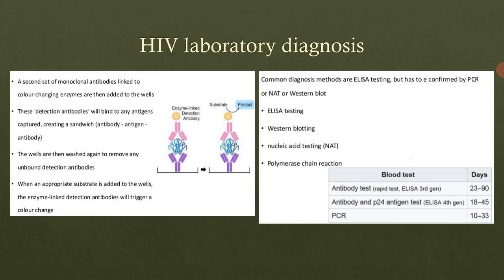Now in this table, in this chart, you can see they have mentioned the type of the test and the days required for the result. The antibody test will require 23 to 90 days. Then the antibody and P24 antigen test will require 18 to 45 days, and the PCR will require 10 to 33 days.